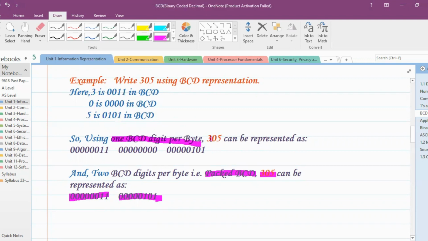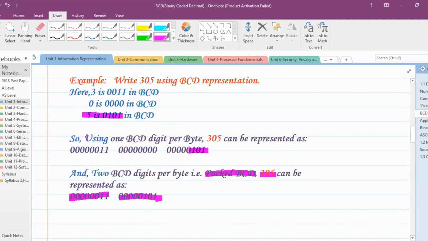Now, using the first method, 305 can be represented as follows. 3 will be written using one byte: the first 4 bits will be filled with 0, and the next 4 bits will be filled with the equivalent of 3. In the second byte, the first 4 bits will be filled with zeros, and the next 4 bits will be filled with the equivalent of 0. Then one more byte will be used to represent 5, where the first 4 bits will be filled with 0, and the next 4 bits will be the equivalent of 5.